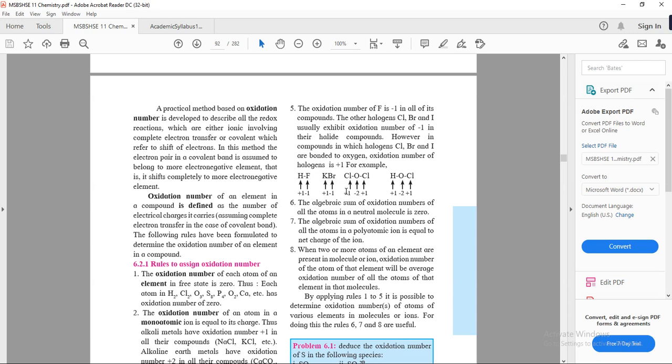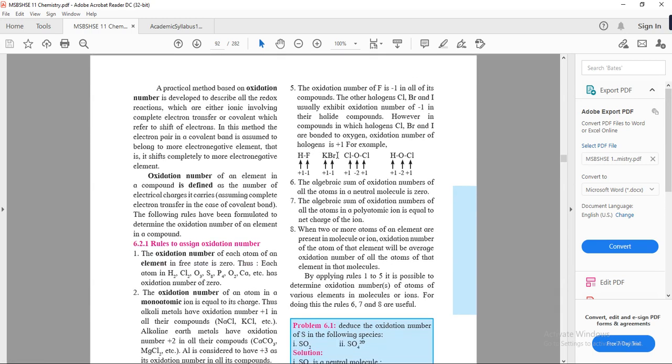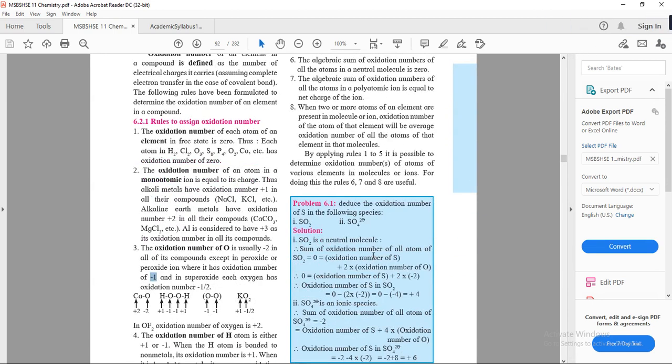The algebraic sum of oxidation numbers of all the atoms in a neutral molecule is what? 0. The algebraic sum of oxidation numbers of all the atoms in a polyatomic ion is equal to the net charge of the ion. Okay, we will remember these points. No need to mug up these points. Okay, for oxidation number, you have to just practice the numericals. If you practice the numericals, you will learn the oxidation number easily. You can remember it by just solving or practicing the calculation of oxidation number.